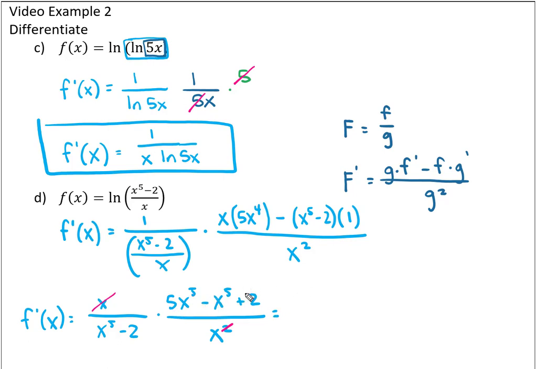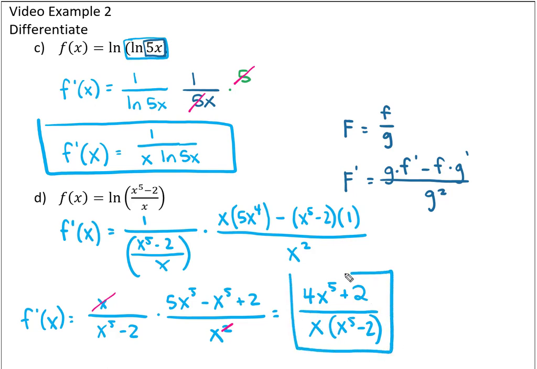5x to the 5th minus x to the 5th is 4x to the 5th plus 2. My denominator will be x times x to the 5th minus 2. And remember that for each numerator or denominator, you need to keep parentheses around it. So this would be x to the 5th minus 2, all in parentheses, times the x, which we pull out to the front. Single variables get pulled out to the front before binomials. And there's nothing else I can do to simplify this, so this is my derivative.